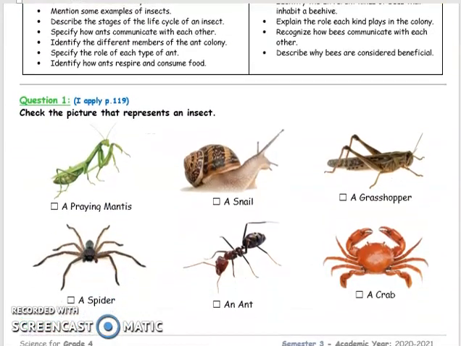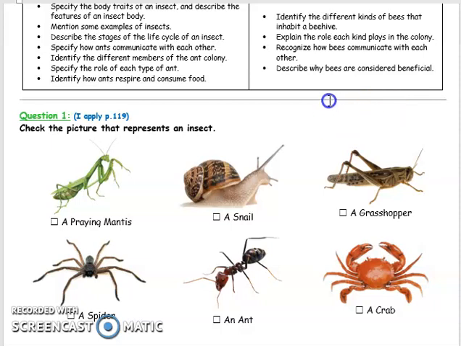Let me start with question number 1. Question number 1 represents 6 different animals, and we have to check the picture that represents an insect. As you all know, the insect's body is divided into 3 sections: a head, a thorax, and an abdomen, and insects have 6 legs connected to their thorax. Let's start with figure 1.